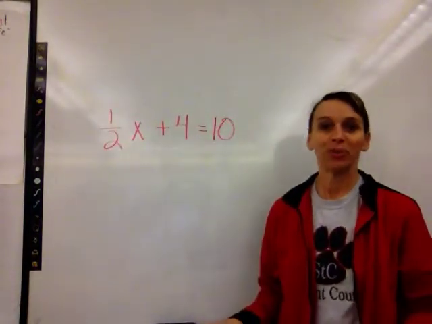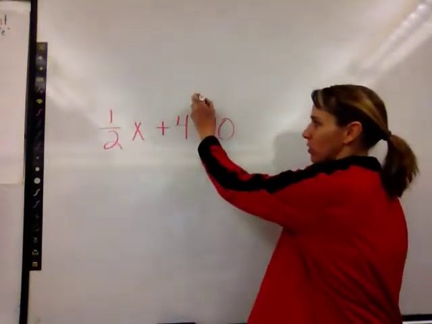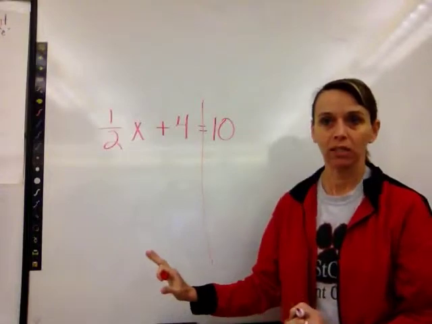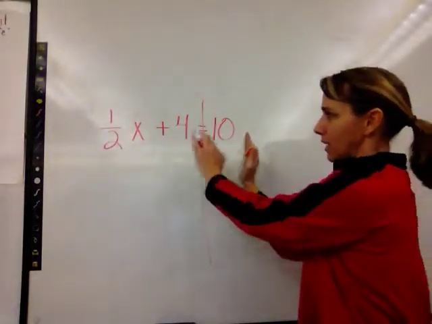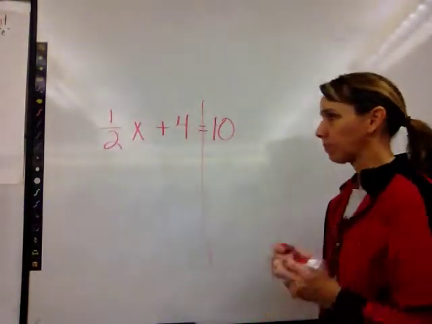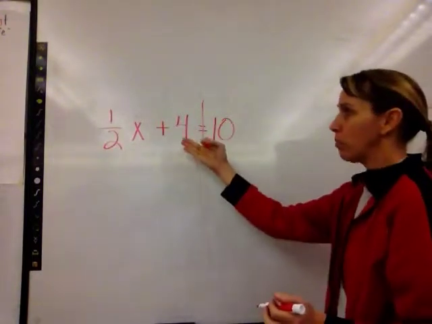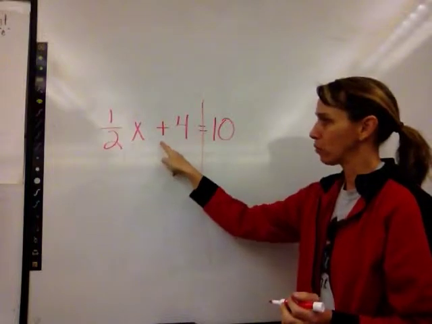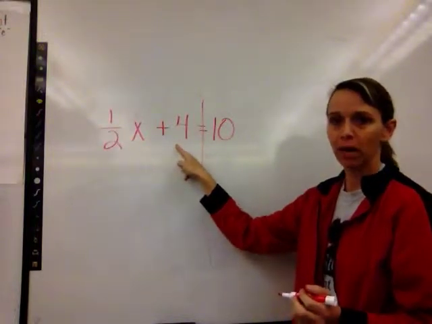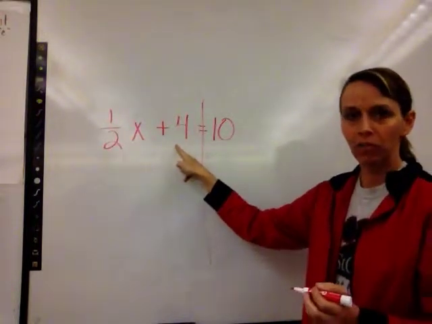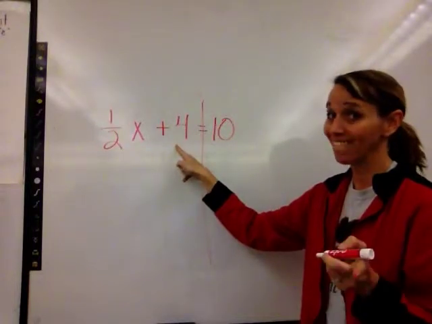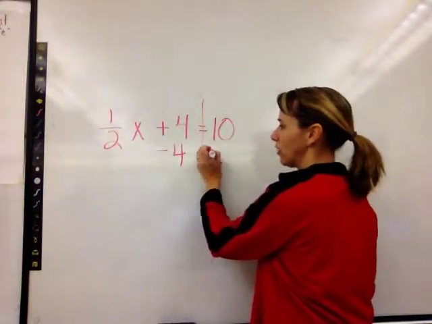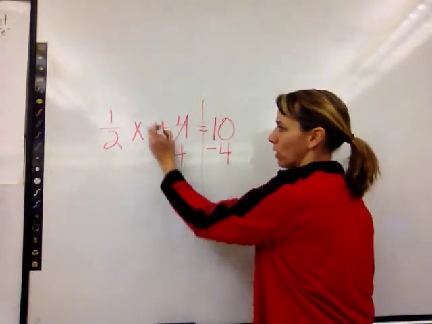First thing we do when solving equations is we always draw our line, because you want to keep your equation balanced. It's very important that this side is equal to this side in the end. First, you're going to move your 4. This is a positive 4 because you look at the sign right before it. So you take the opposite of positive 4, which is negative 4. What you do to one side, you do to the other side, and we'll cross this out.